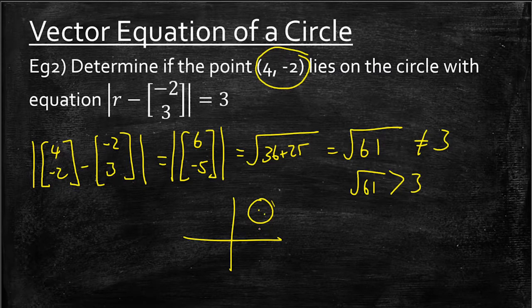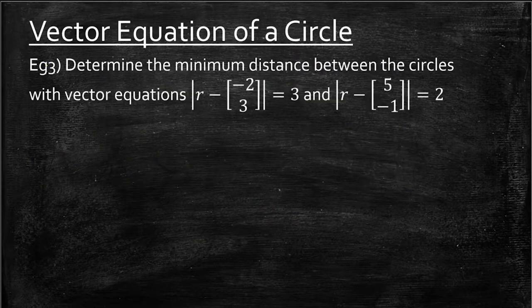I'm just going to get red. Okay, so if it was inside the circle there, obviously the distance of that point to the center of the circle is less than the radius. Our point, the (4, -2), was over here somewhere. And obviously the distance from this point to the center of the circle is quite large, so it's greater than 3, so it's outside the circle. And if it was on the circle, the distance from that point to the center of the circle would equal 3 exactly. So in this case, because we had root 61, that's greater than 3, our point lies outside the circle. So let's look at the third example.